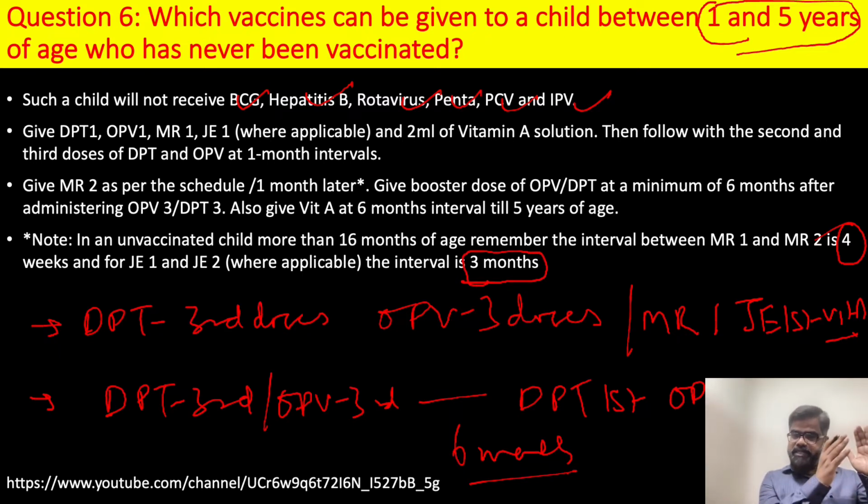The gap between DPT third and DPT first booster, OPV third and OPV booster, is 6 months. The gap between measles rubella first dose and second dose is 1 month, and the gap between JE first dose and JE second dose will be 3 months. And you should know the upper limit of all the vaccines. For DPT it is 7 years, for OPV it is 5 years, for JE it is 15 years, for measles rubella it is 5 years, and vitamin A it is 5 years.